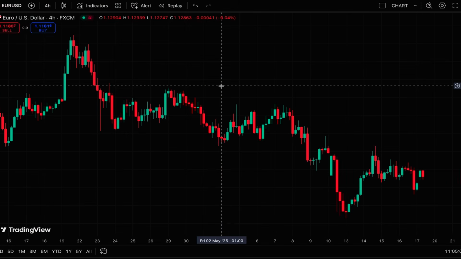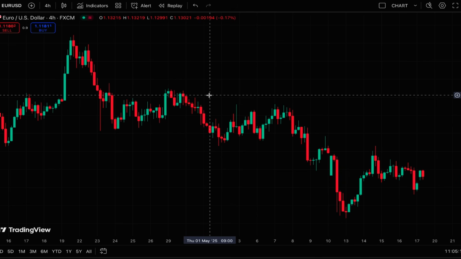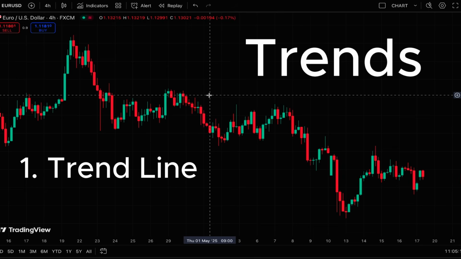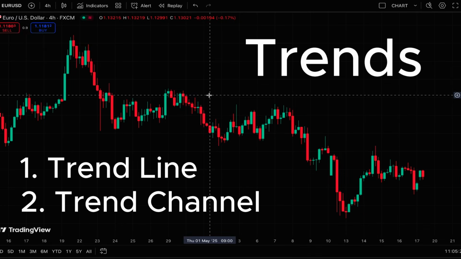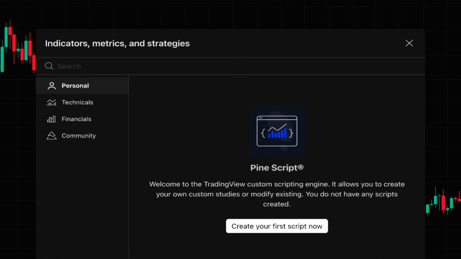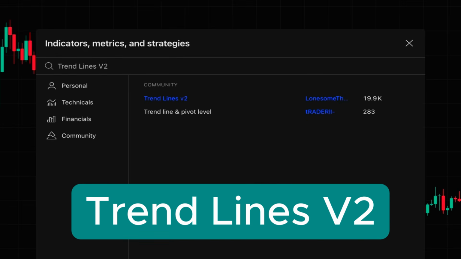Alright, getting back to the indicators, the first one that I want to add is related to trends. I will show you two indicators for trends. One of them shows a trend line on the chart and the other one shows a trend channel on the chart. To add the first one, here we click on indicators and we search Trend Lines version 2.